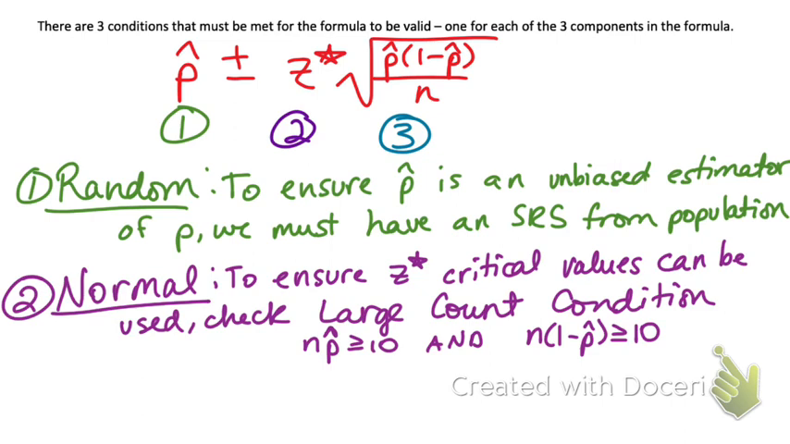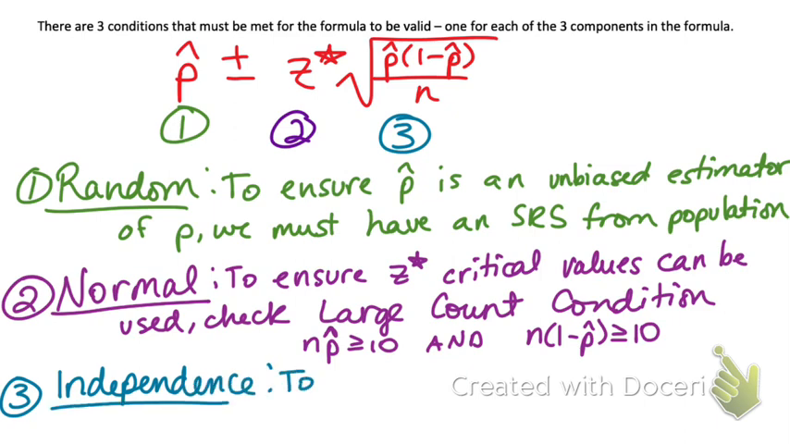And then our third one is one that we've been checking, and it is our 10% condition. Now, this is where I'm going to explain to you why and all of that good stuff. So, the reason we check the 10% condition is for the condition of independence. Independence. So, this is to ensure our sample has good variability.